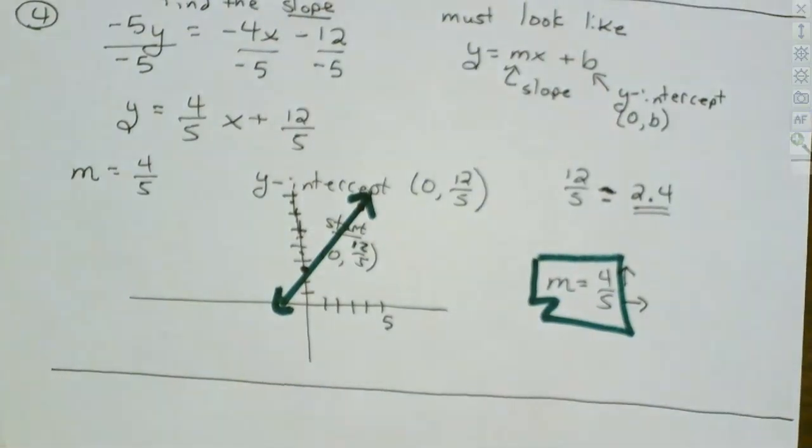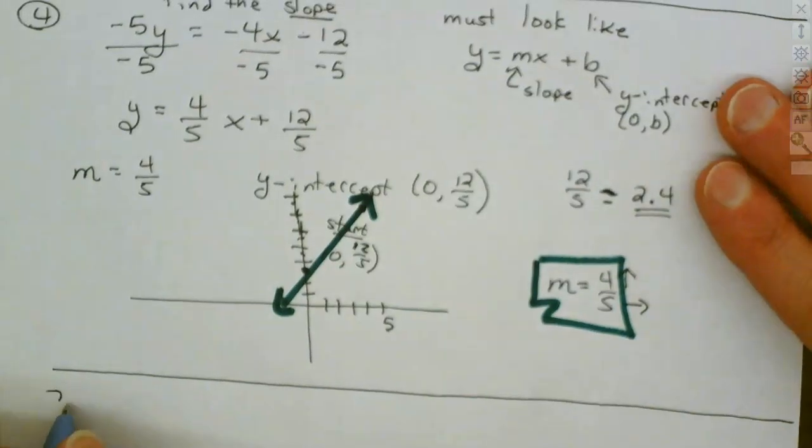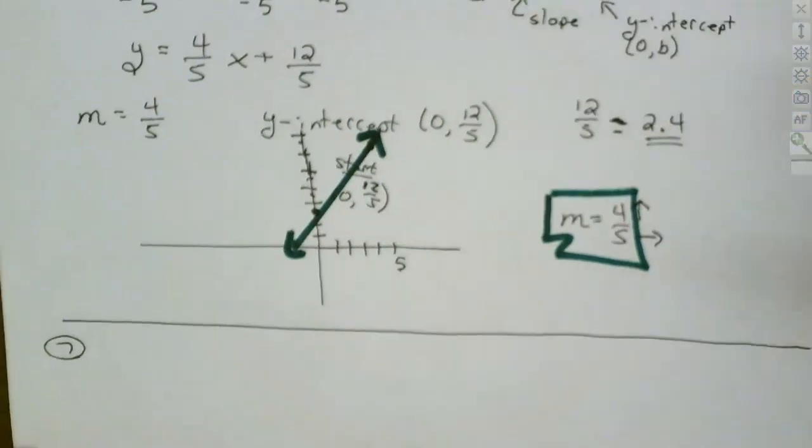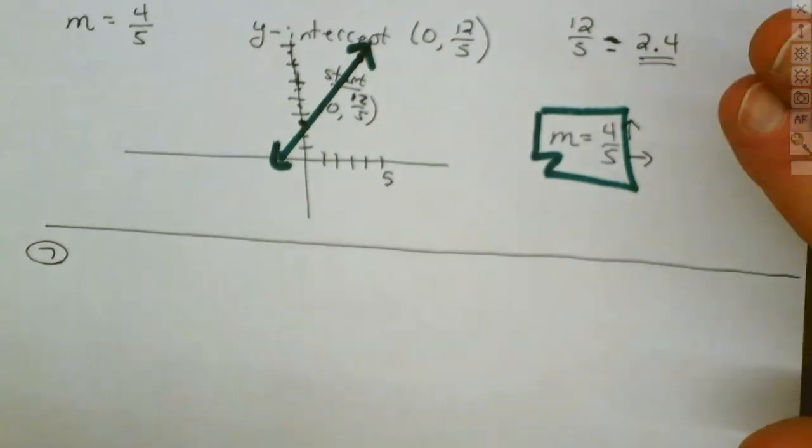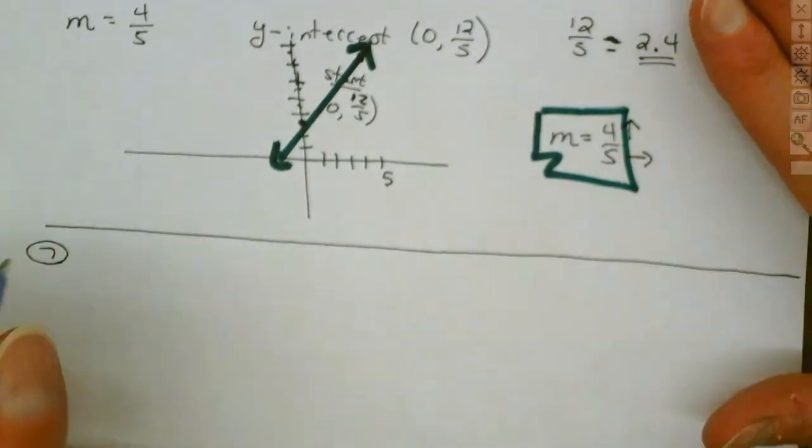Okay, and that was question 4. We'll look at question 7, then we'll do 12, and then we'll move on to the next section. If you have more questions, we can go through more questions. We have plenty of time to work these out.